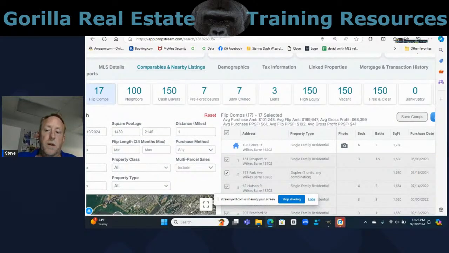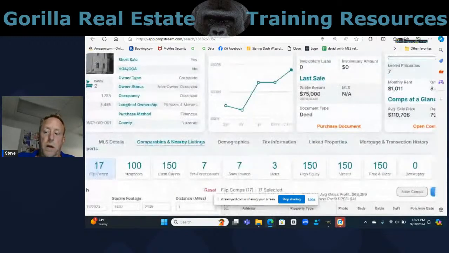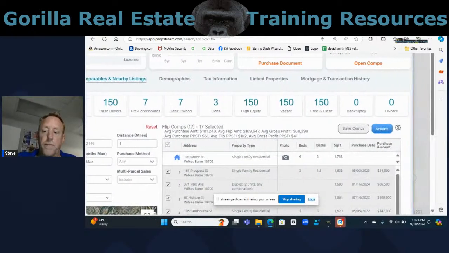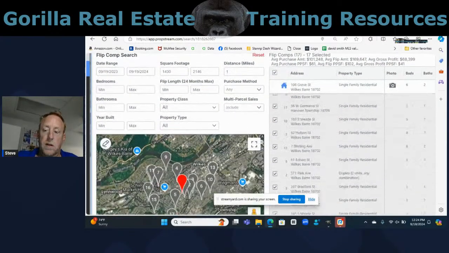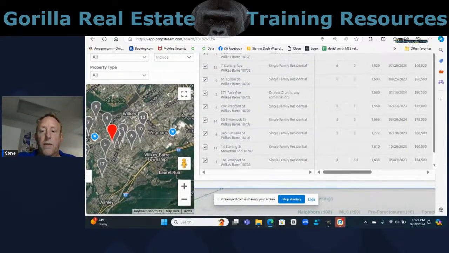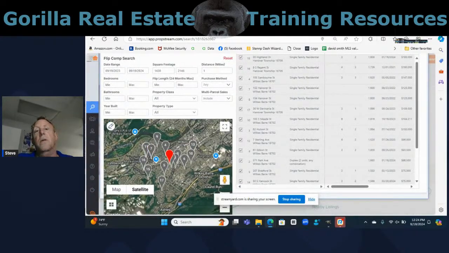Flip comps of 17. And you look at the pictures in the fair. I just wish I'd picked a better version of it. Purchase amount. And this is the other thing I don't like about it: I did the same sort twice and it didn't come up with the same answer twice. So you look at the pictures, you look at the acres, you do more data searching here.